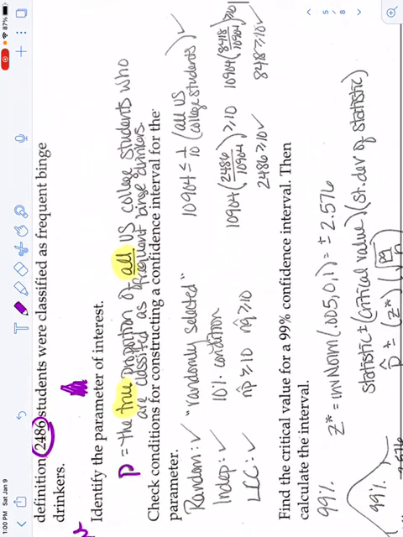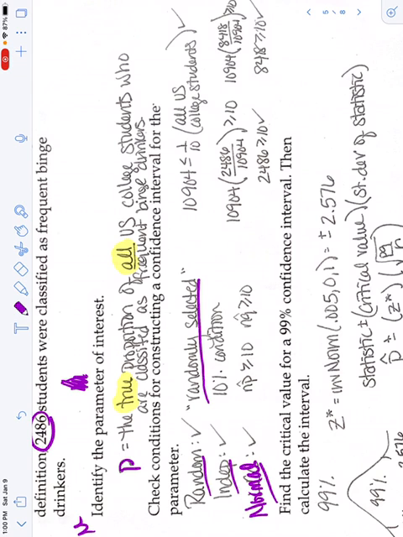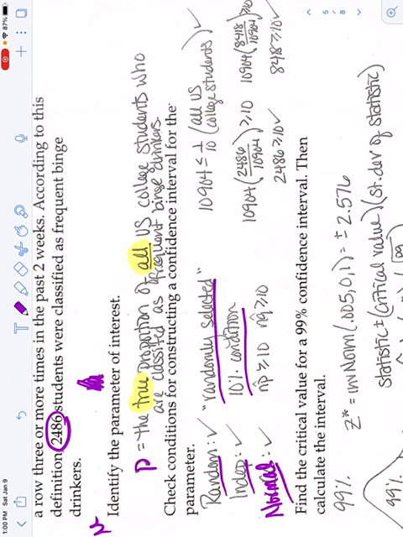The next thing I'm going to do are my conditions. So I'm going to be random, independent, and I'm going to change this to normal again. Random, independent, and normal. Random, I'm going to put a check mark, and I'm going to put in quotes that they were randomly selected. Again, pulling that straight from the problem. Independent, I state that it's the 10% condition. However, I did not write my formula. So I'm going to come in here and write my formula.